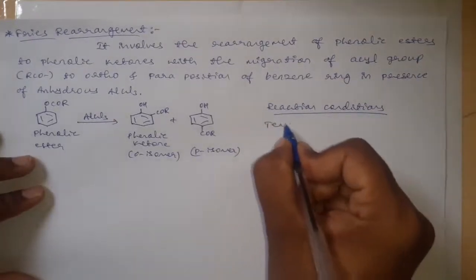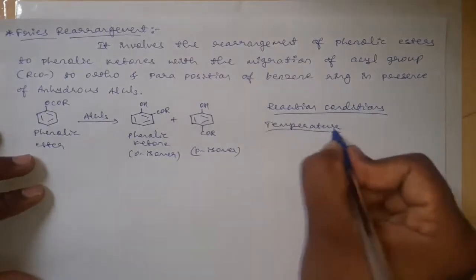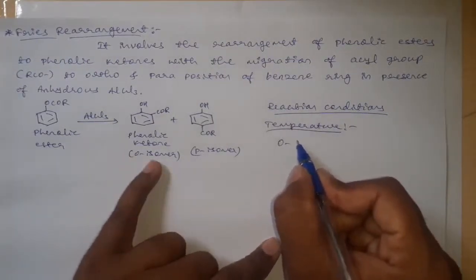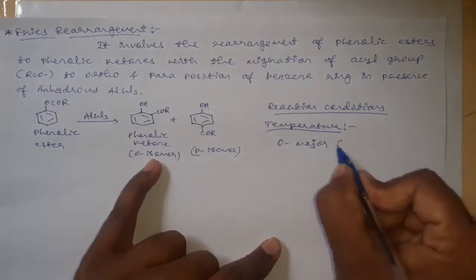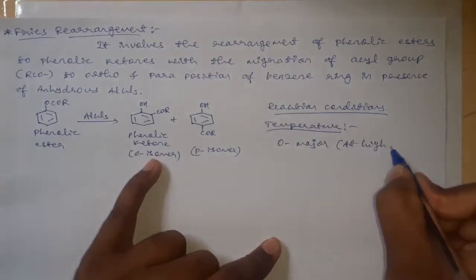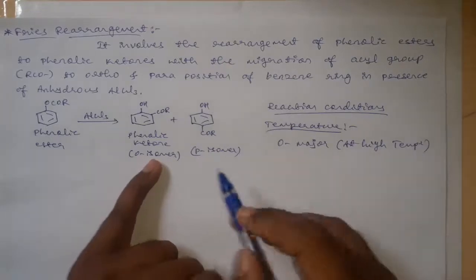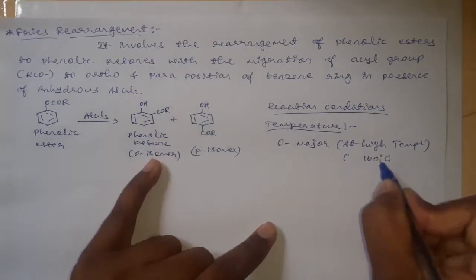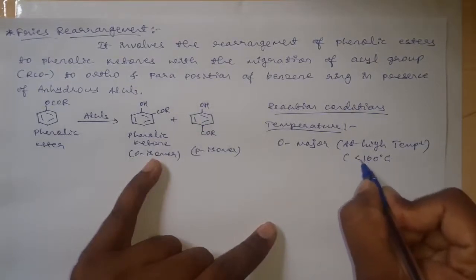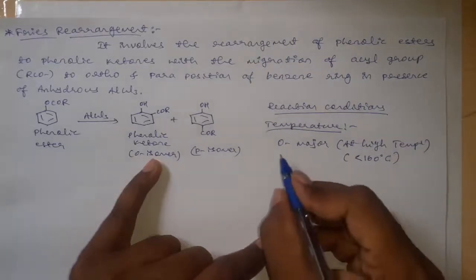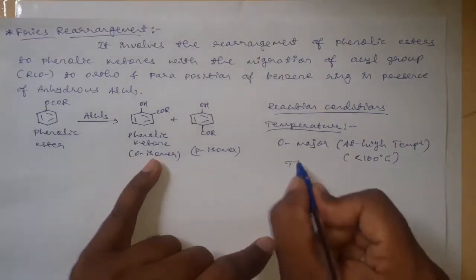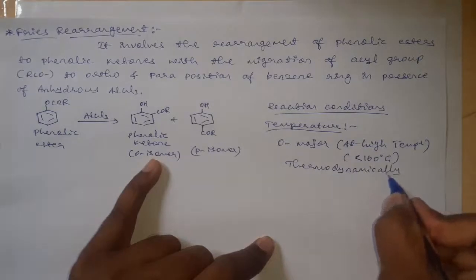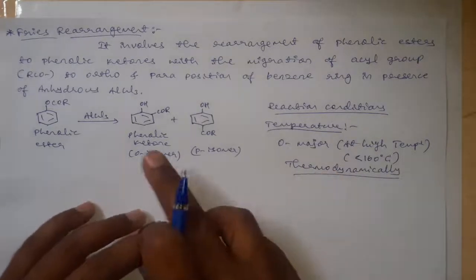reaction conditions. Take for example temperature, and here this ortho isomer is a major product only at high temperature. Ortho isomer is a major product only at high temperature, at about 160 degrees Celsius or more than 160 degrees Celsius. Therefore we can call this ortho isomer a thermodynamically controlled product.